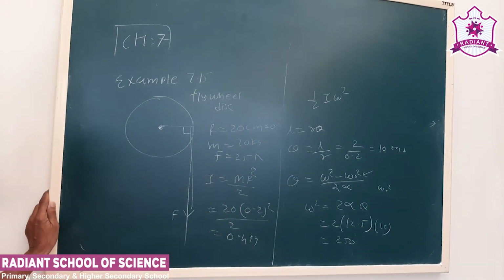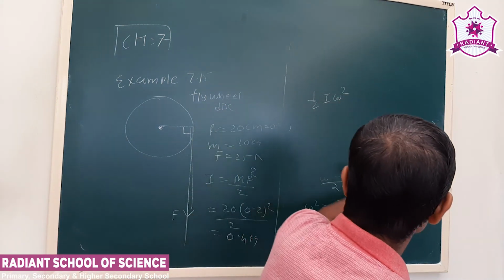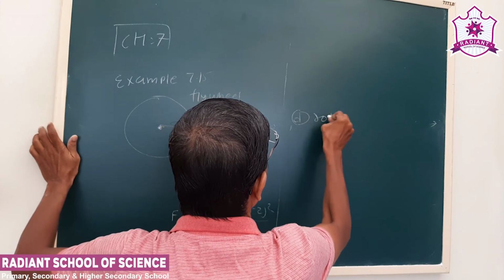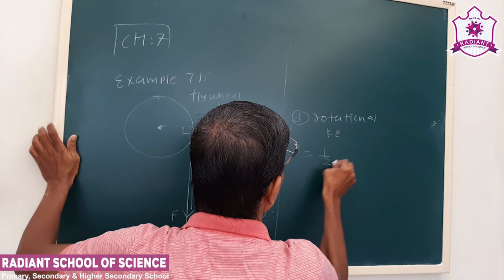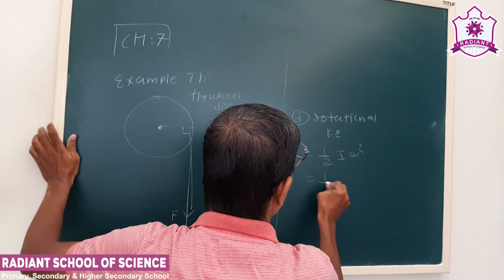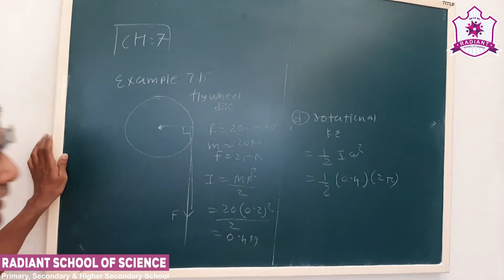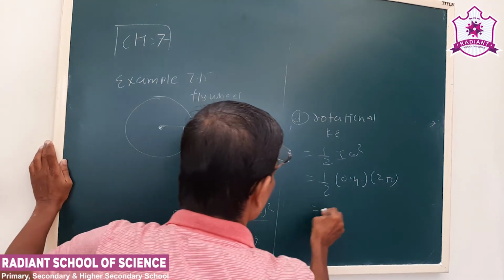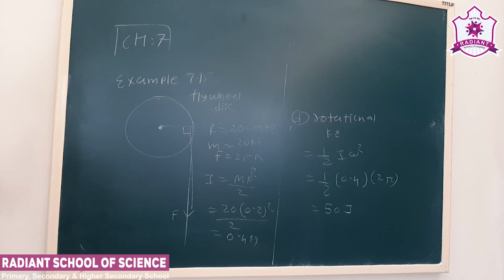Now the rotational kinetic energy is 1 by 2 I omega square. Omega square we have obtained, and I we have obtained, 0.4. So in that case we can obtain the rotational kinetic energy as 50 Joule. We can see that it is equal to the work done.